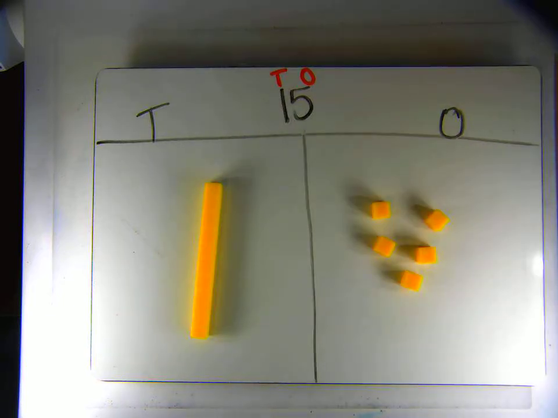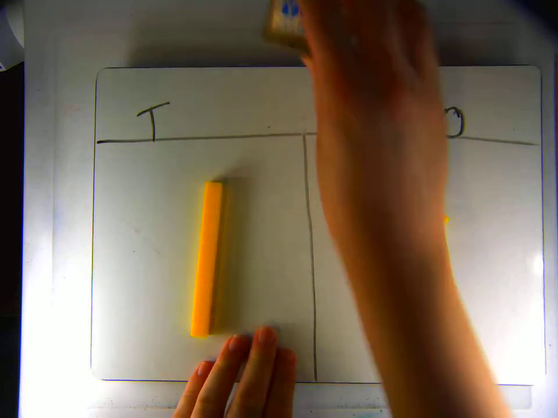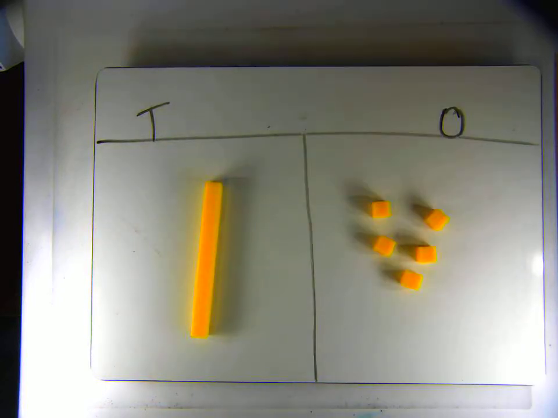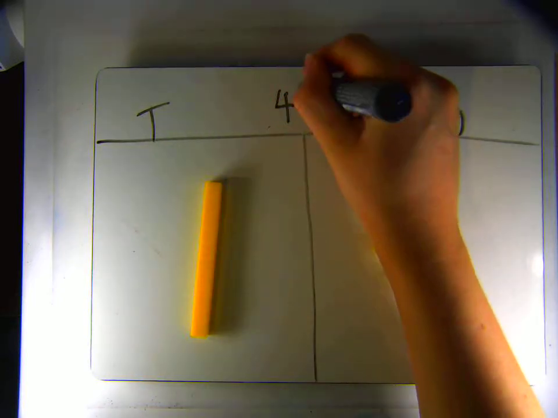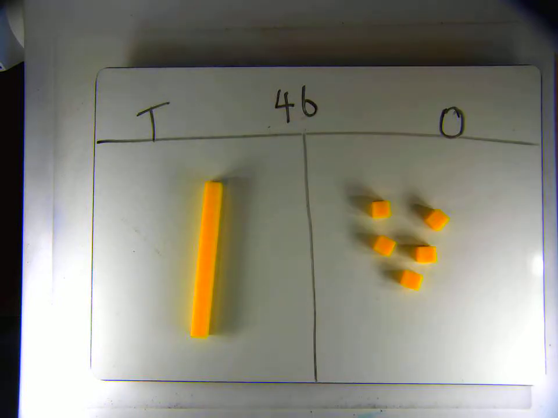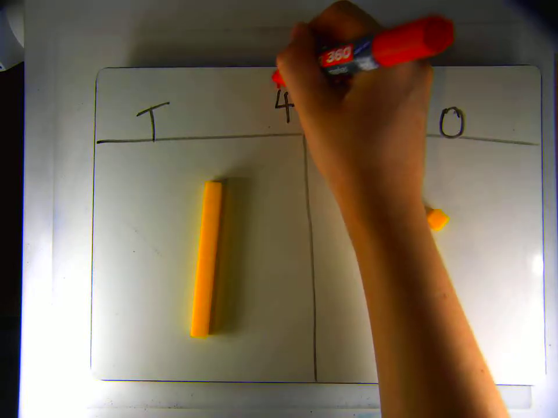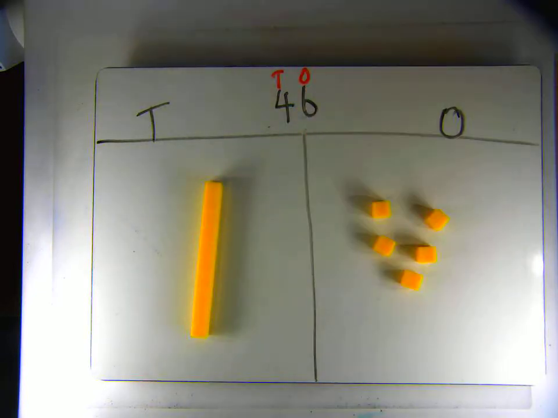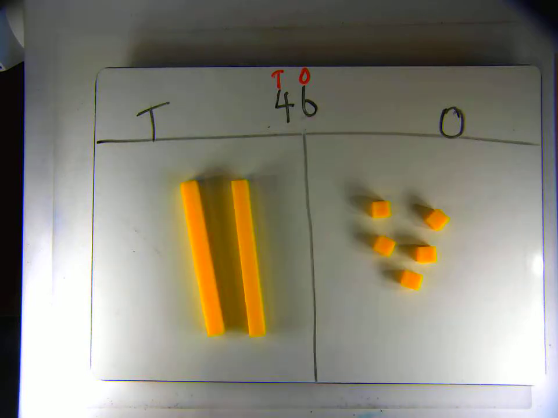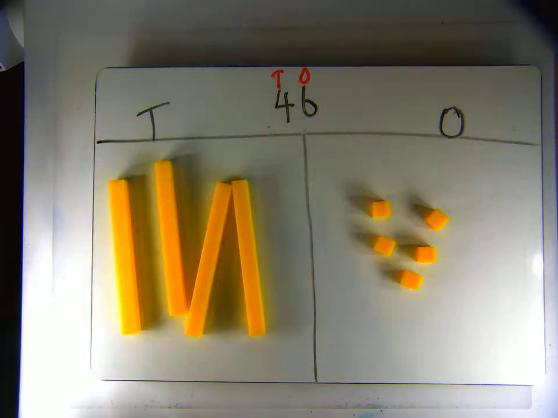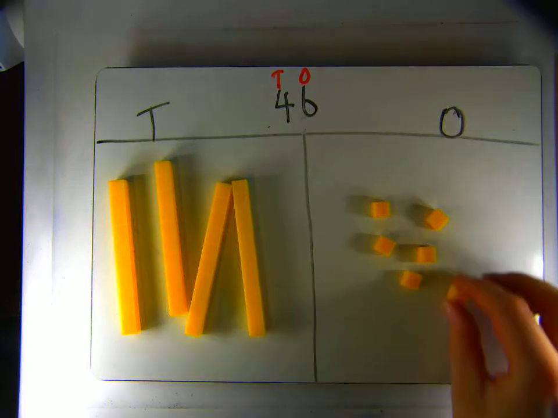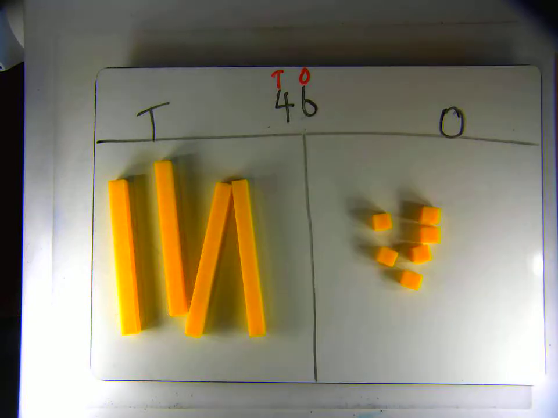Now similarly, if I were to represent the number 46, I would go, okay, well I've got 4 tens and ones. So I've got 1, 2, 3, 4 tens, and I need another one to make 6 ones there.